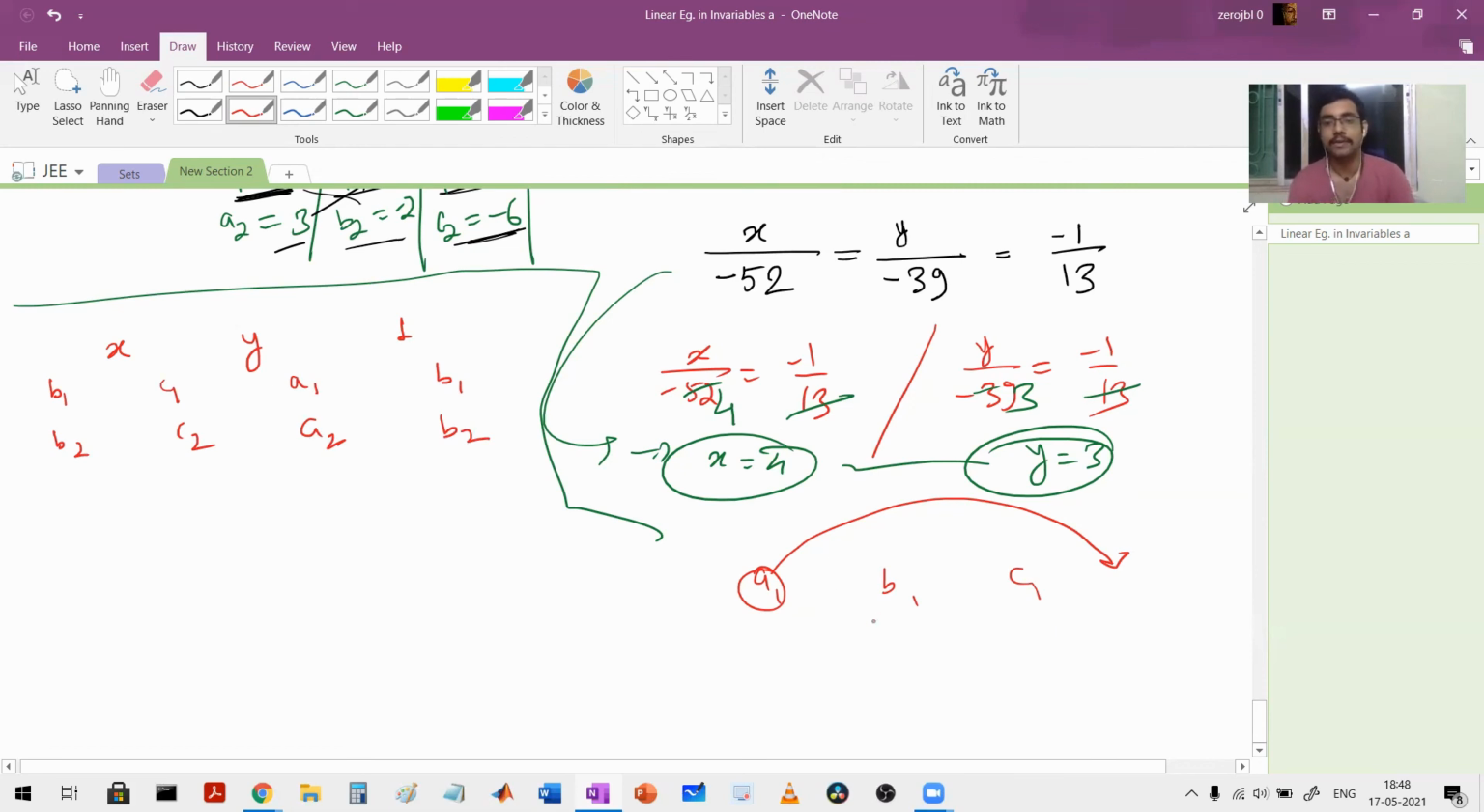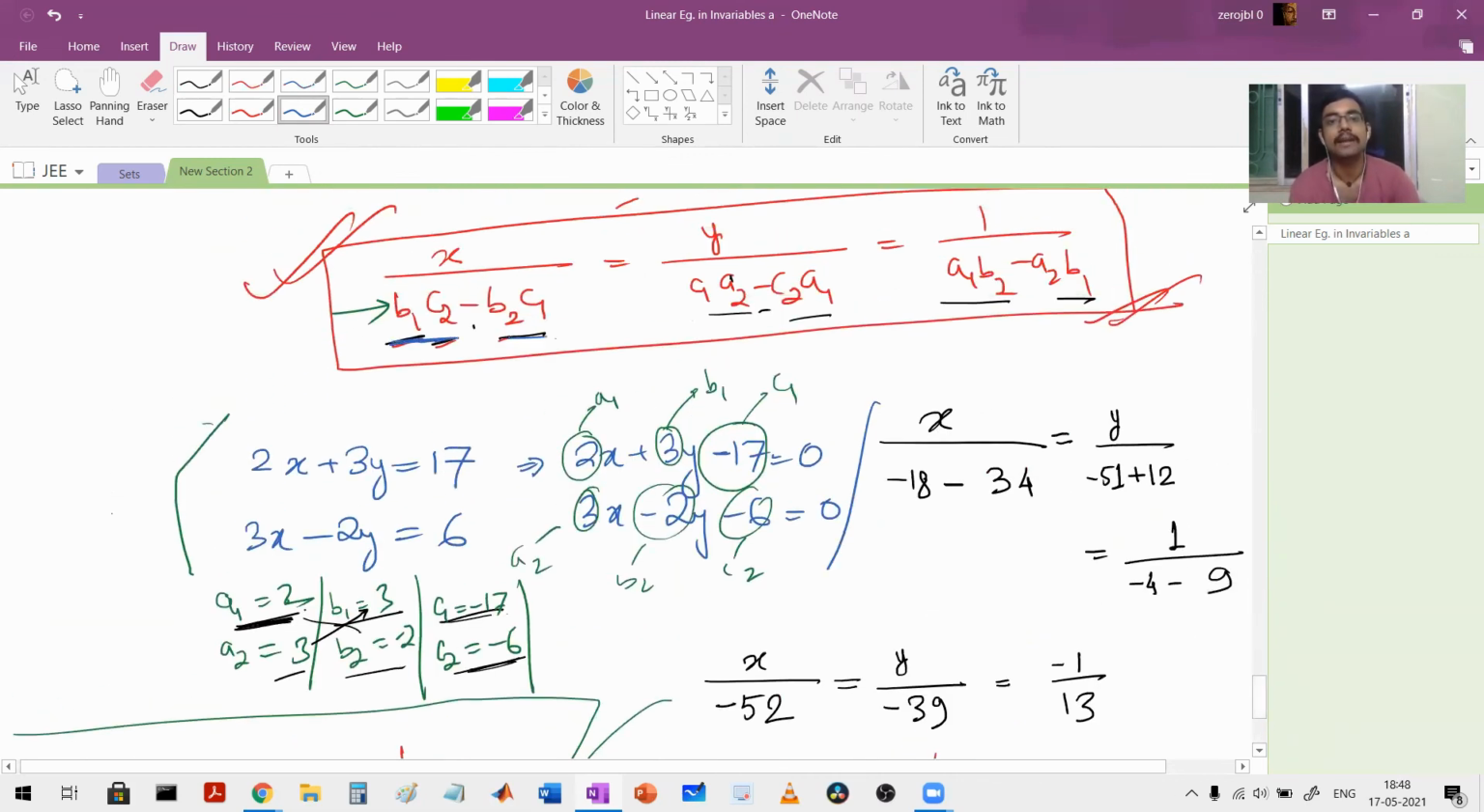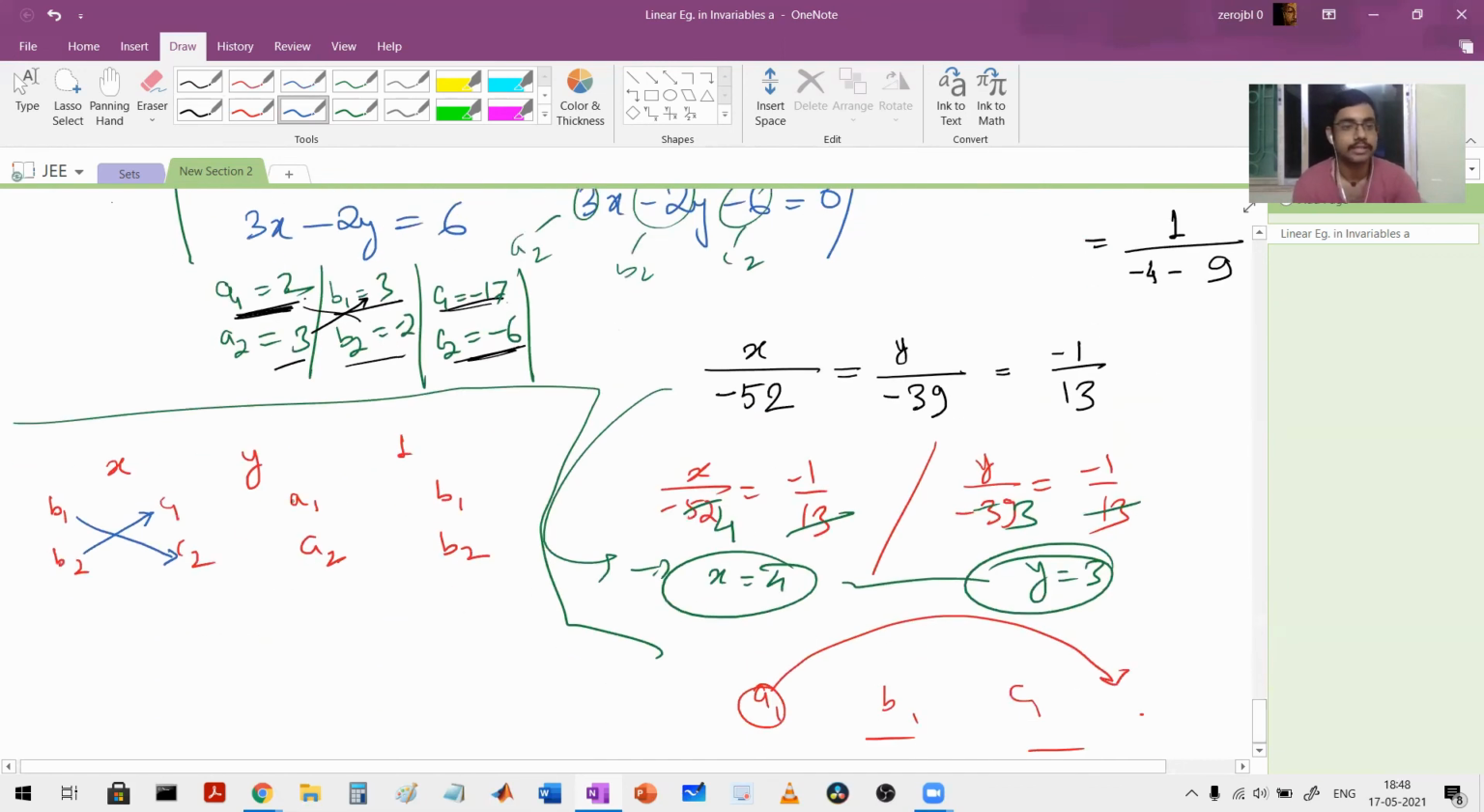This is the first cycle, b1, c1 and a1. After that again, one more time you write b1. Is this clear? Okay. Now what do you do? See, cross multiply like this. So you simply get this. X is b1 c2 minus b2 c1. Here also you get b1 c2 minus b2 c1. Are you getting this? Always first is from up to down, then from down to up. So here you get x by b1 c2 minus b2 c1.